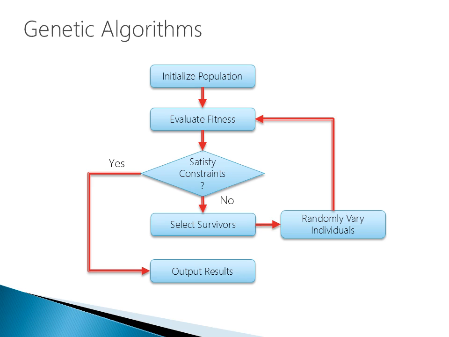Then we have certain constraints, and if the constraints are not satisfied, we select a candidate pool from the population for breeding. We have them breed, and part of the breeding process creates mutations, which is the random varying of individuals. Then we put them back into the population pool, and we evaluate the fitness. We do this over and over until the constraints have been satisfied. Once the constraints have been satisfied, we output the results from our algorithm.